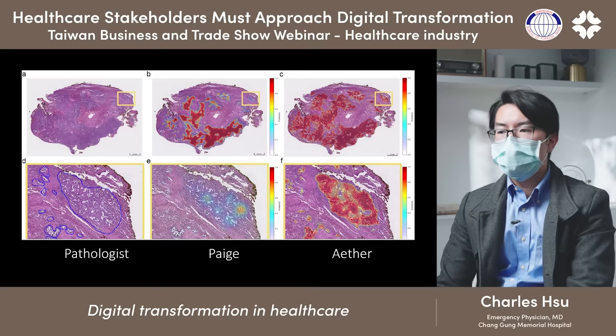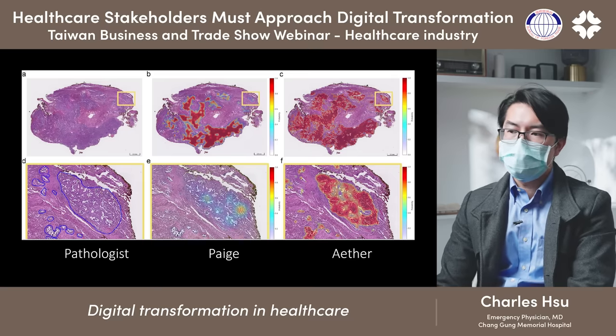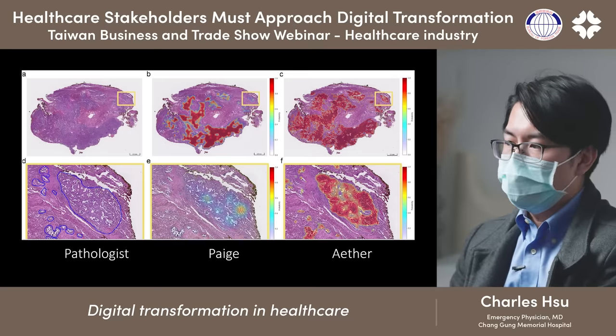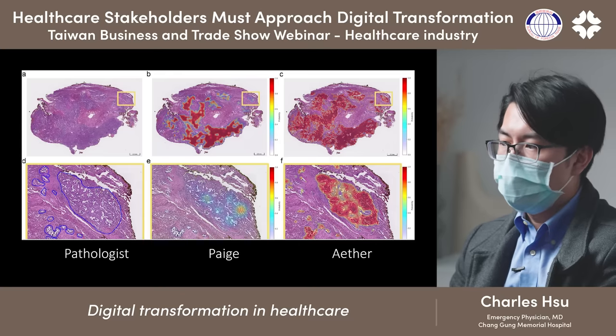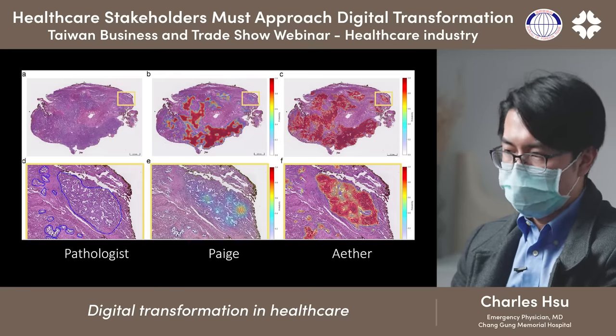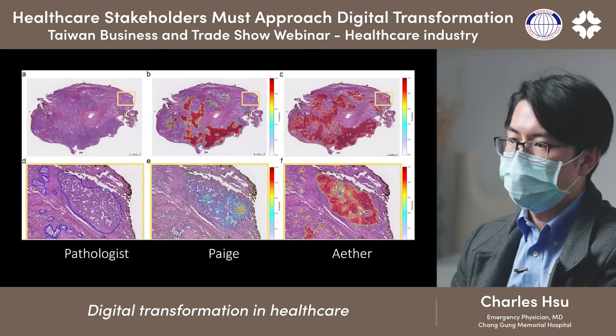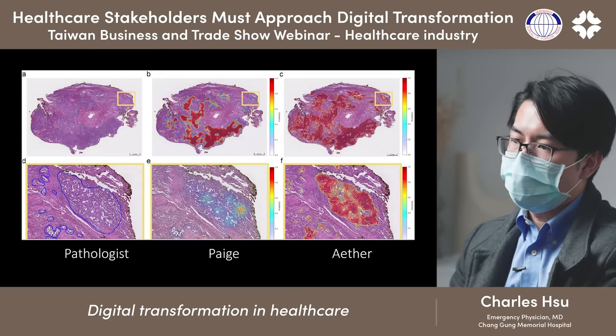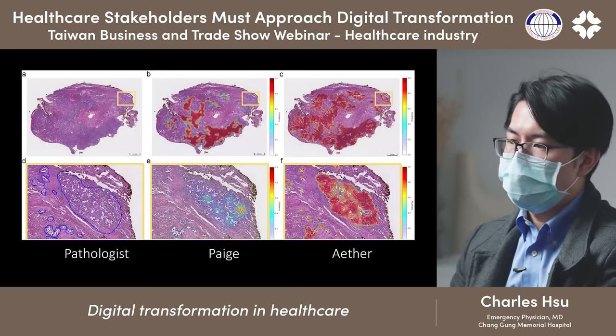In Taiwan, there's an outstanding AI company called Ether AI. They focus on digital pathology, and the performance of their model is better than one of the biggest digital pathology companies in the United States. You can see the ground truth of cancer cells, and this is the Ether AI's model performance. It's more accurate than the other one.